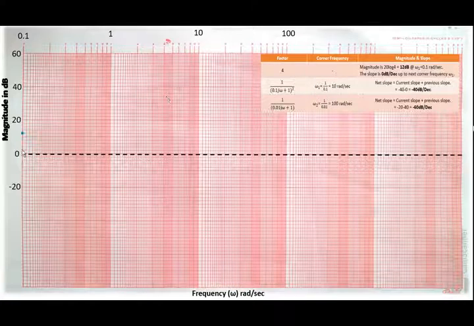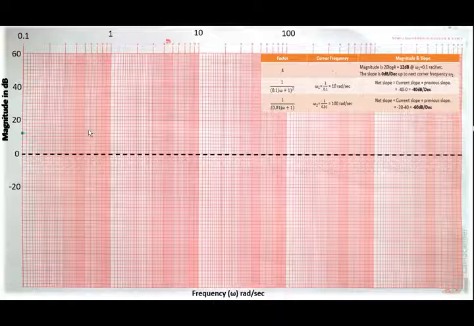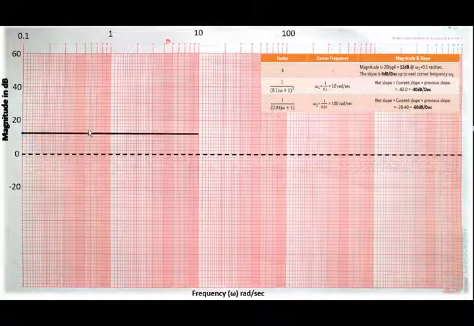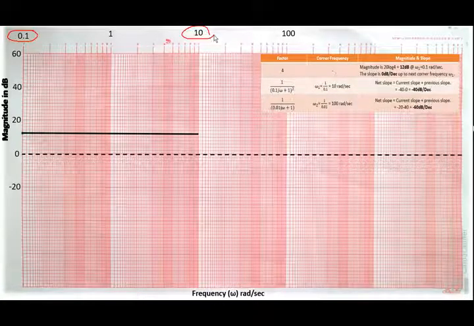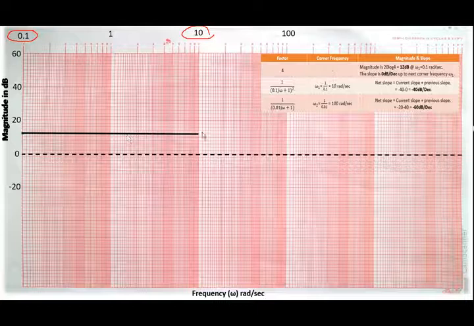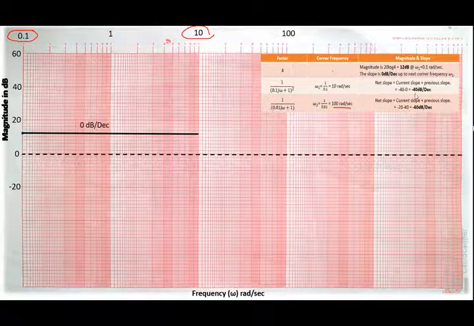Anywhere you draw a horizontal line, it will be considered a 0 dB per decade line. So this is a 0 dB per decade line starting from 0.1 radian per second to 10 radian per second. This is the frequency range where the slope is 0 dB per decade. After this, starting from 10 radian per second till 100 radian per second, what is the slope? Minus 40 dB per decade. So minus 40 dB per decade for this scale.